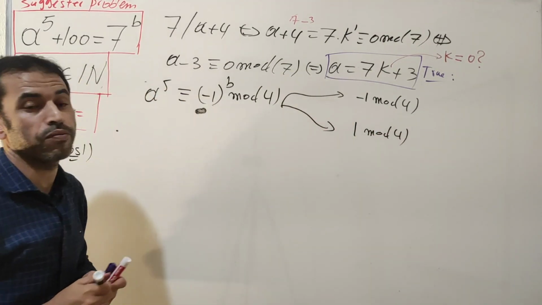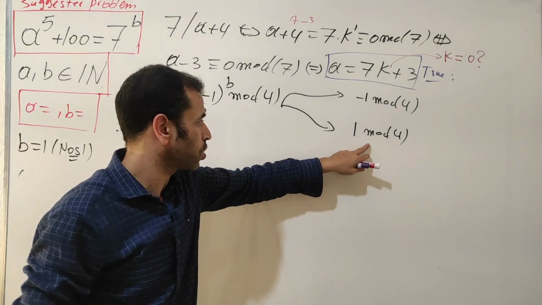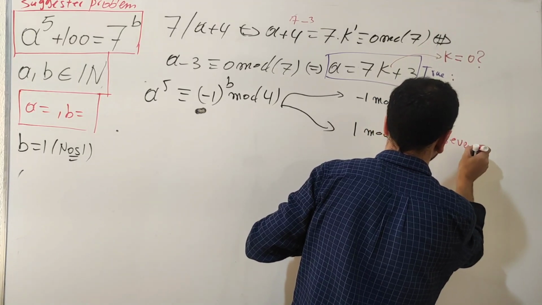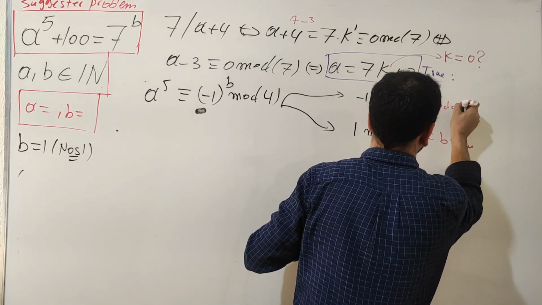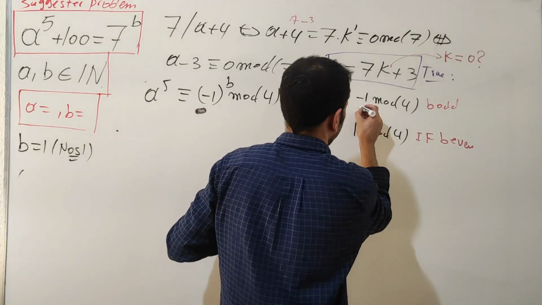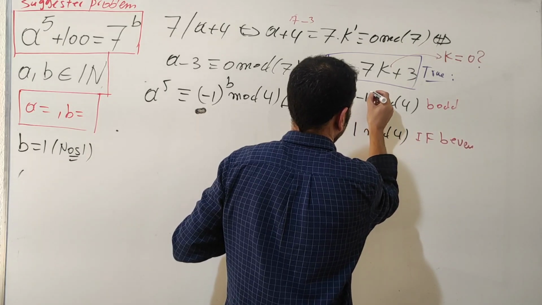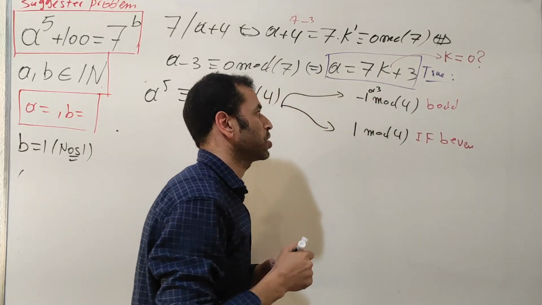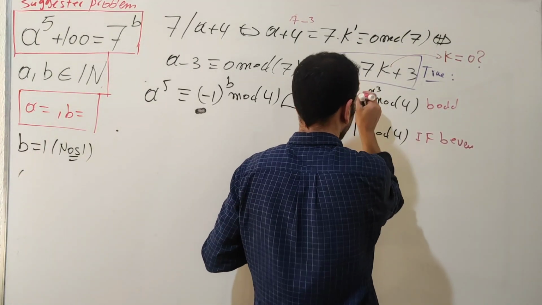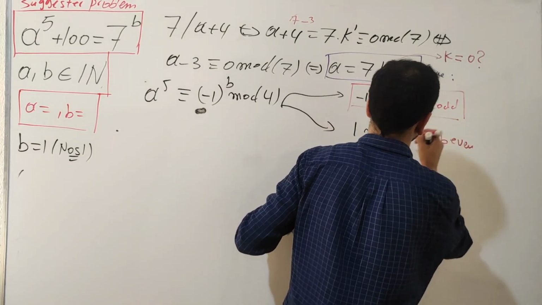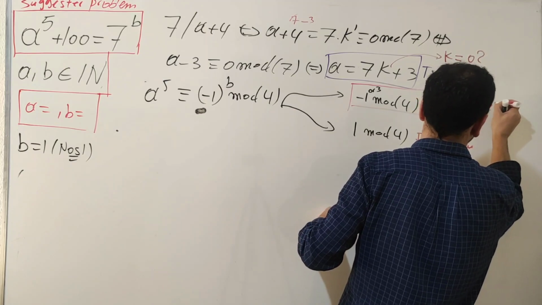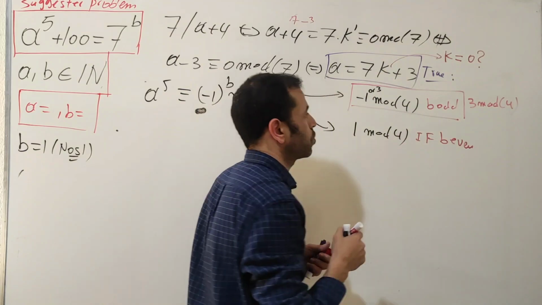It depends on the parity of b. If b is even, it's going to give us this one; if b is odd, this one. If b is odd, I'm going to add the number 4 here, and I will have 3, because minus 1 is the same as 3 when you add in the number 4. So we are going to show this is a true statement. This one, as I said, is 3 mod 4, or minus 1, because you add in the number 4 on it.